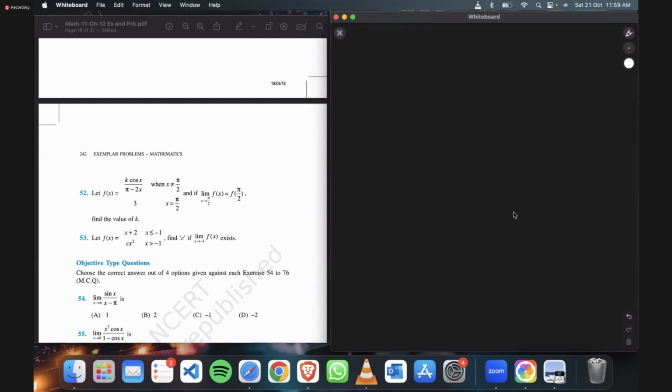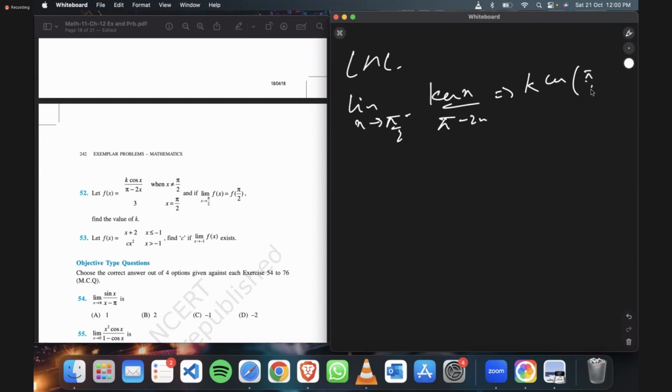So if I just put in the value from the left hand side first. Approaching from the left hand limit, my limit x is tending to pi by 2 negative, of k cos x divided by pi minus 2x. On approaching, I'll just put in the value for the function that has been given. So if it's unequal to pi by 2, then I have to put this value: k cos x divided by pi minus 2x, right.